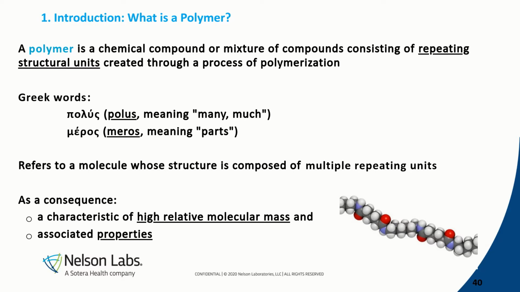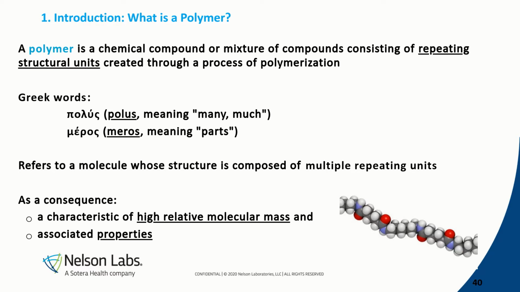So the word polymer is coming from the Greek words polos, which means many or much, and meros means parts. So it is a molecule that consists of multiple repeating structural units, like I said, and it has a high relative molecular mass and associated properties. And it are exactly those properties, for instance, hardness, shear, density, rheology, tensile strength, and so on, that will need to be fine-tuned to the application that is intended.